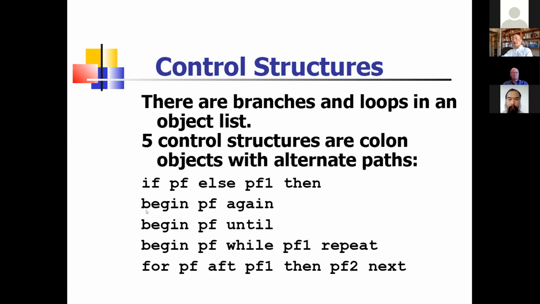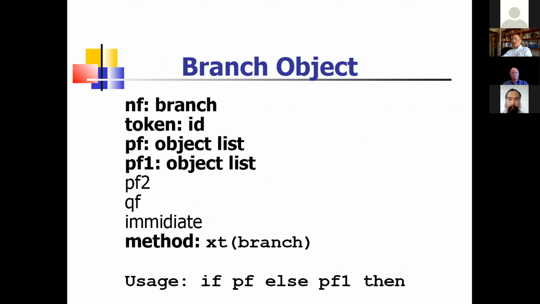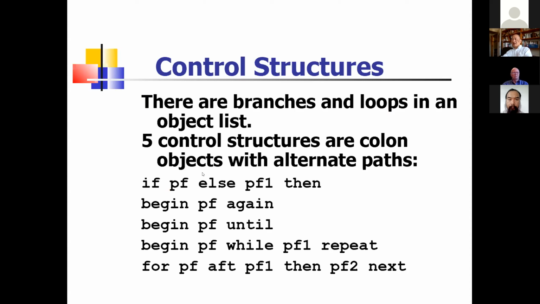So it's not, you know, every Forth designer knows how to construct these structures. The only thing is that I have to turn everything, the PF and PF1 and PF2, into linear lists, and they have to be stuffed into the branch, loop and cycle structure objects.